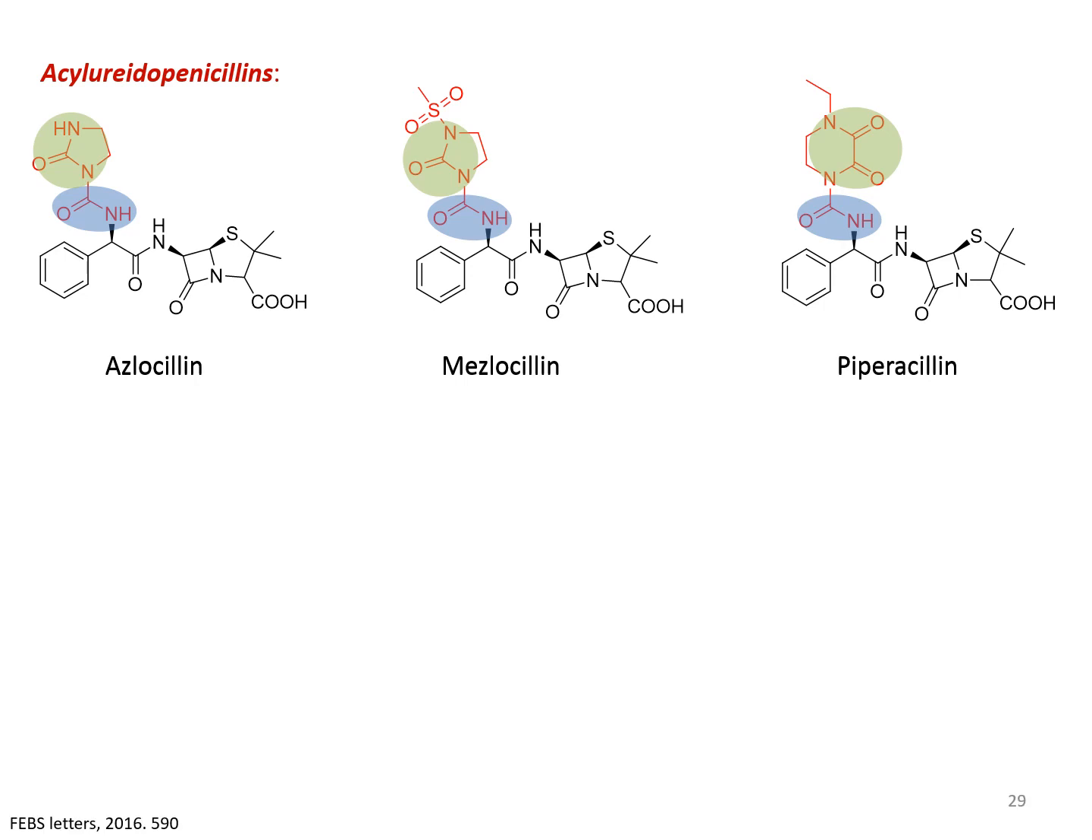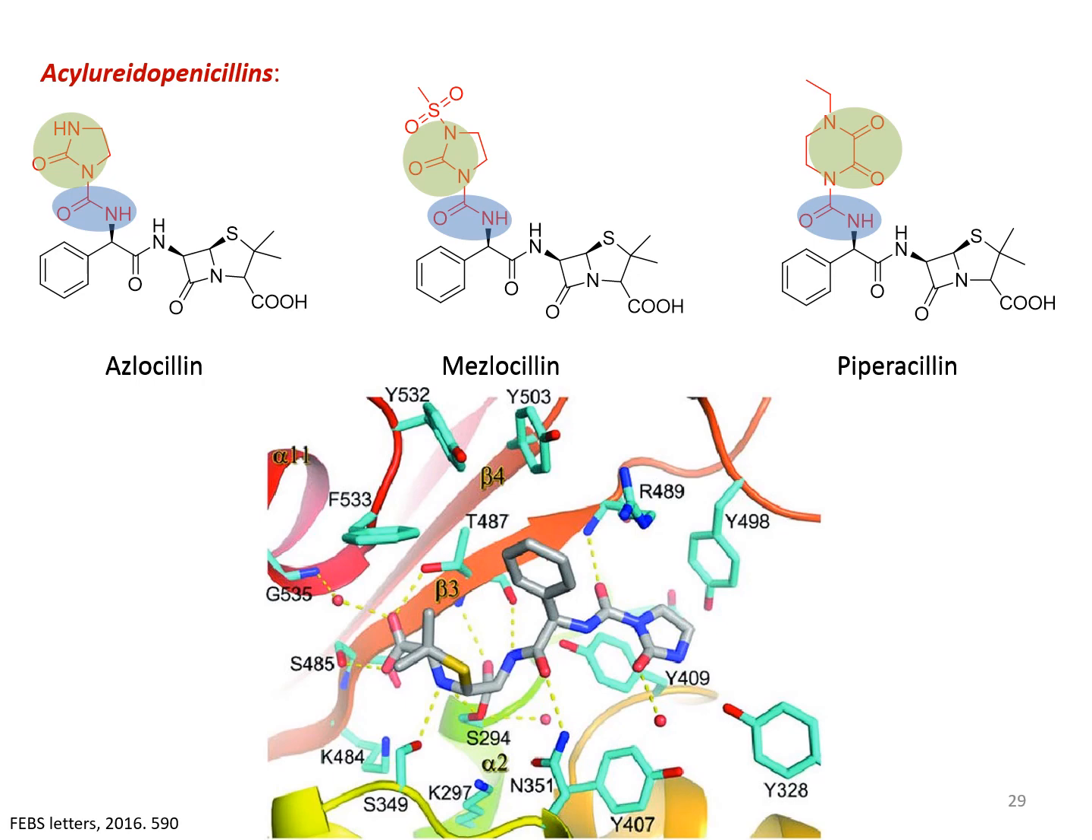Actually, the spectrum of activity of acyluredopenicillins is the broadest of all penicillins, and extends to include anti-Pseudomonas activity. The reason for that is believed to be due to longer side chains that can penetrate deeper in the active site of transpeptidases, forming more interactions with the target enzyme and consequently increasing their binding affinity and their antibacterial activity.